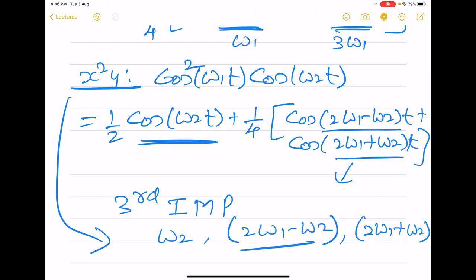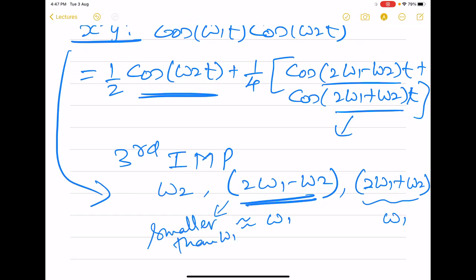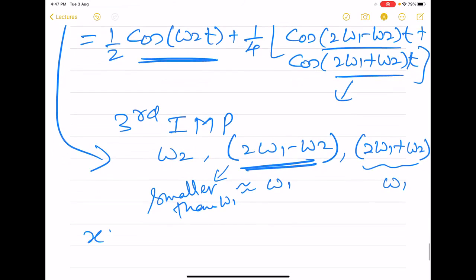Now let us see that this term is the difference of two frequency components. So this one will be approximately equal to omega 1, it will be located closer to omega 1. But this one will be located almost 3 times omega 1, assuming that omega 1 and omega 2 are very close to each other. In fact, this one is going to be smaller than omega 1, right?